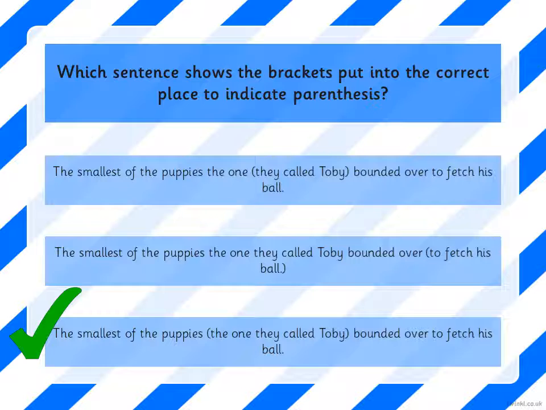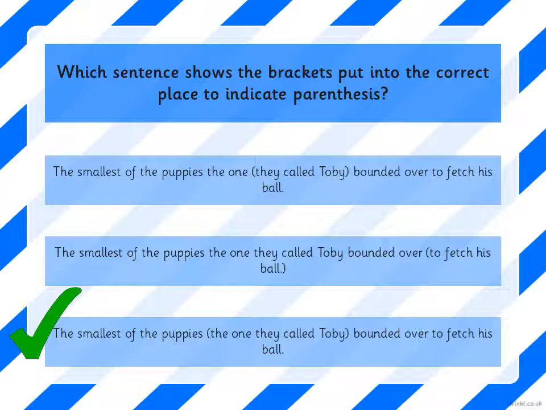If you put the first one, it doesn't quite make sense. The smallest of the puppies, the one bounded over. So if I took that bracket out, the one bounded over to fetch his ball just doesn't make sense. I need the "the one" to be in the brackets.